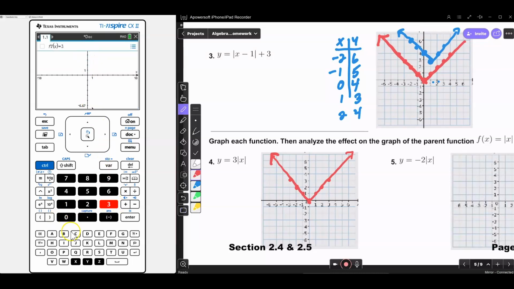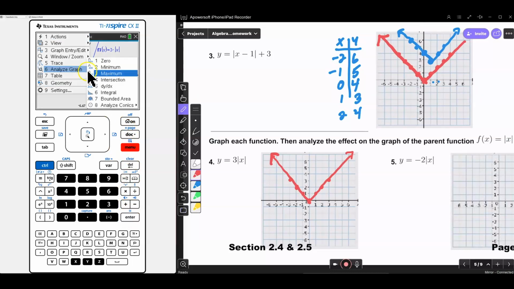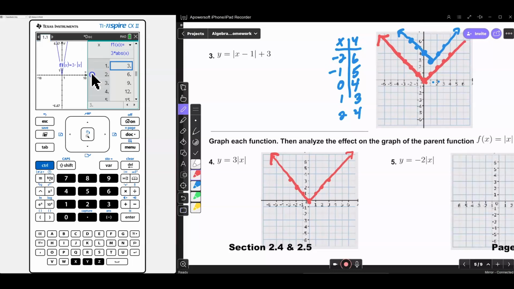We have 3. We're going to type in absolute value of x, and you're going to notice something happened to the parent function. And when you compare it to the parent function, when I draw it, you're going to see what happened, okay? So -1, 3. So we have -1, 3, 1, 3, 0, 0, 2 is going to be 6, and then negative 2 is going to be 6.